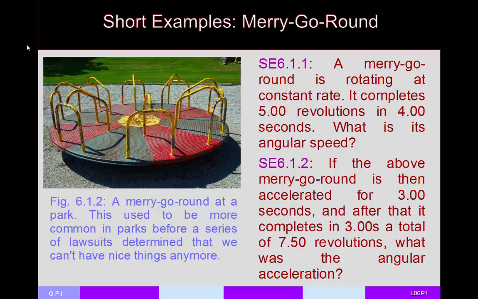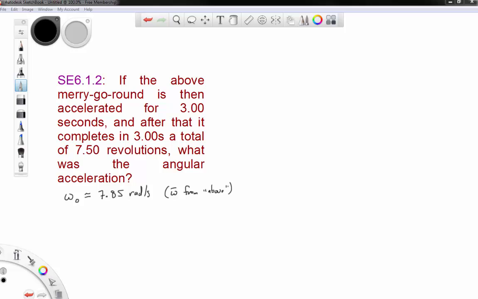All right, our second question here is, if the above merry-go-round is accelerated for 3 seconds, and after that it completes in 3 seconds a total of 7.5 revolutions, what was the angular acceleration? So we're using the above merry-go-round from the previous example, and of course we got 7.85 radians per second for that. And therefore we can use that the angular acceleration is always going to be the difference in angular speed per unit time. So that means the final minus the initial angular speeds divided by the time is what we need.